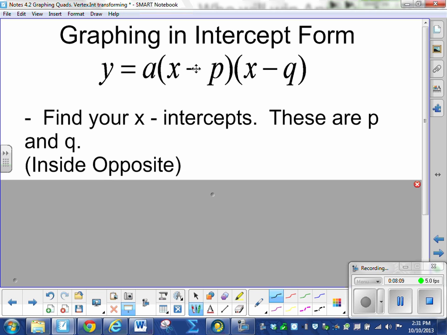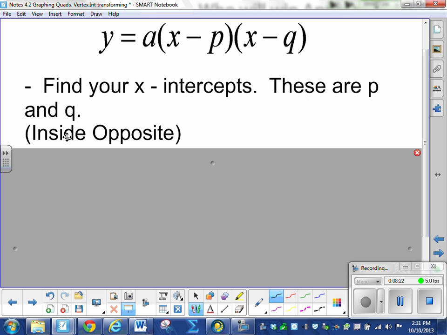Now, since there's a minus sign here and a minus sign over here, you're supposed to take the opposite of both of these parts. Just like with the other form, it said minus h, so we had to take the opposite of h. This one, you take the opposite of both the p and the q. Some teachers teach this as inside opposite, a little way to help you remember that.